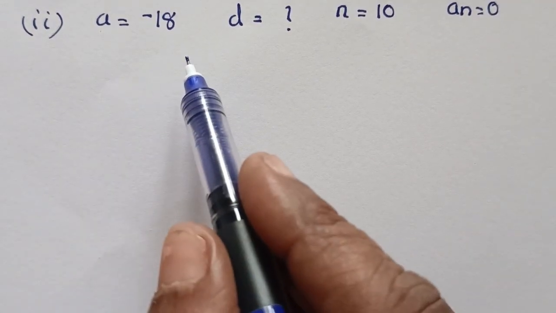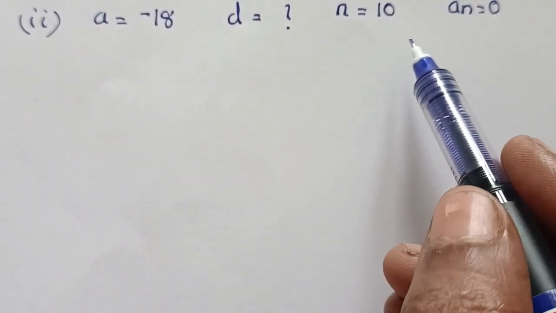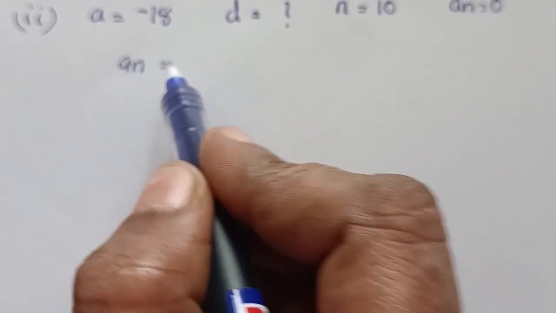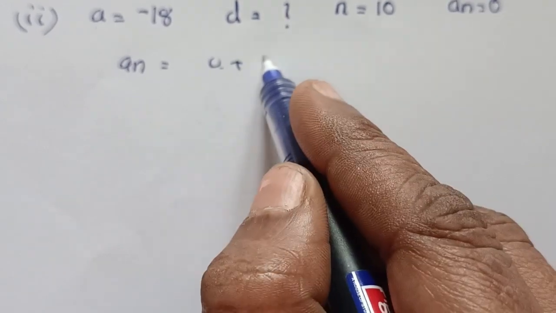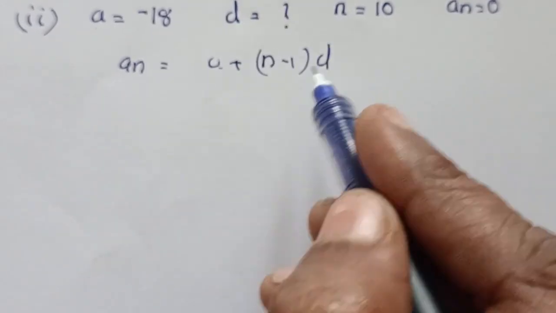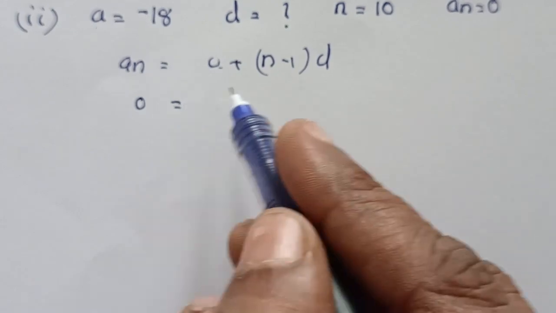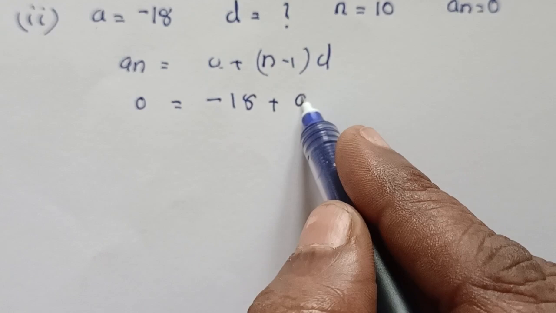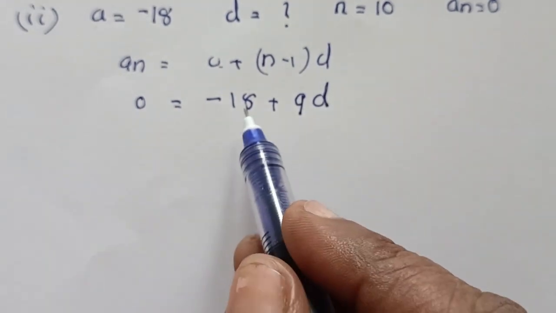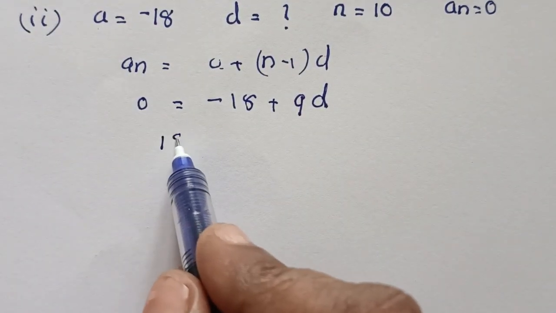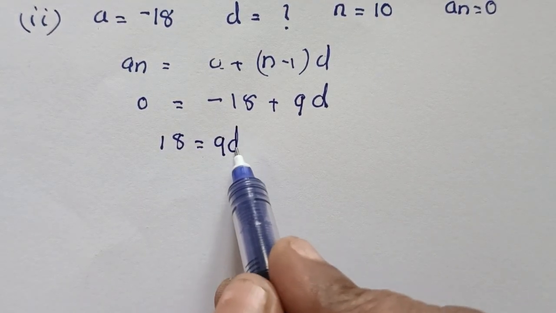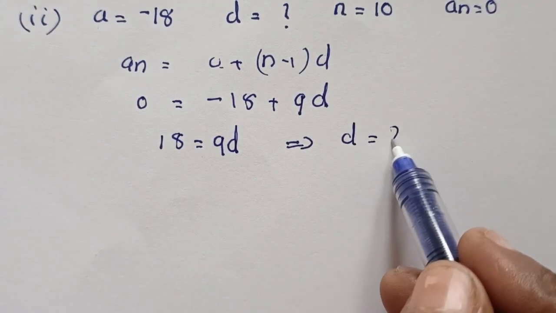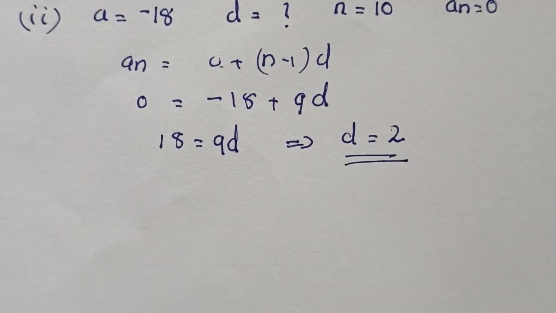Second question, a equal to minus 18, d we have to find, n equal to 10, an equal to 0. Always write the formula, an equal to a plus n minus 1 into d. an is 0 given, a is minus 18 plus n minus 1 means 10 minus 1, that is 9, into d. d we have to find. Taking minus 18 to LHS, we get 18 equal to 9d. 9 and 18 get cancelled 2 times. Therefore, we get d equal to 2. Common difference equal to 2.